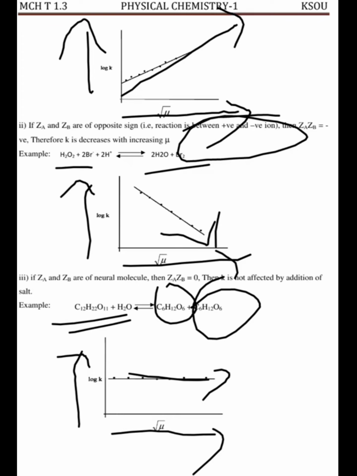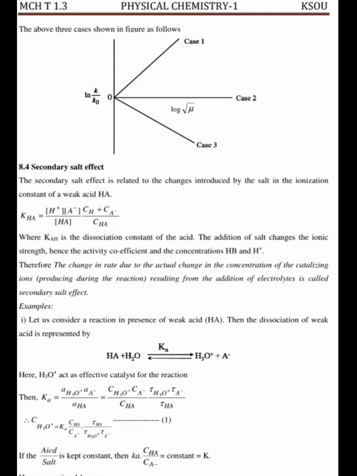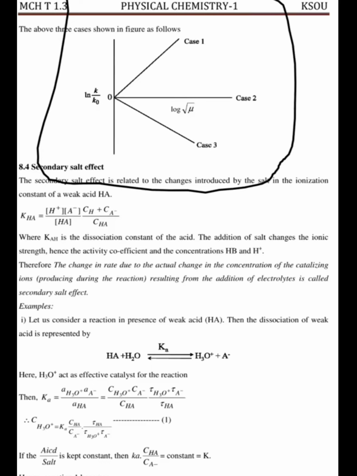So this is with respect to sucrose, which forms 2 moles of glucose. And this is the combined plot of three different cases, that is case 1, case 2 and case 3. The three different cases we have taken in the previous examples are plotted in a single graph.